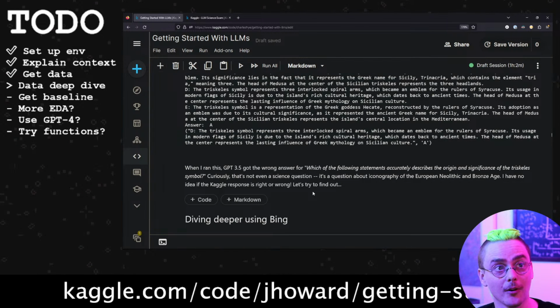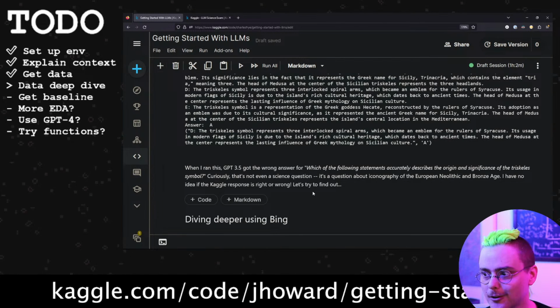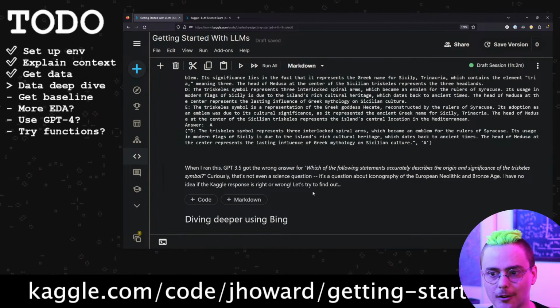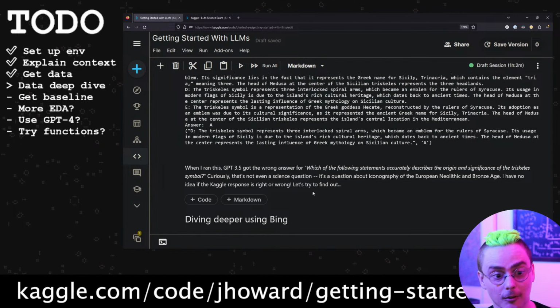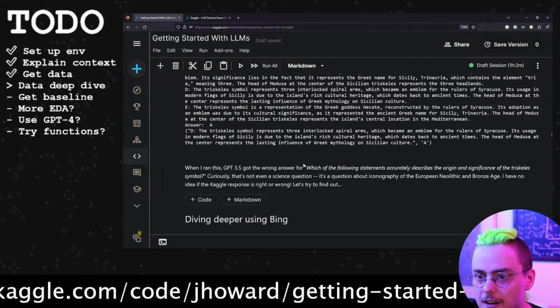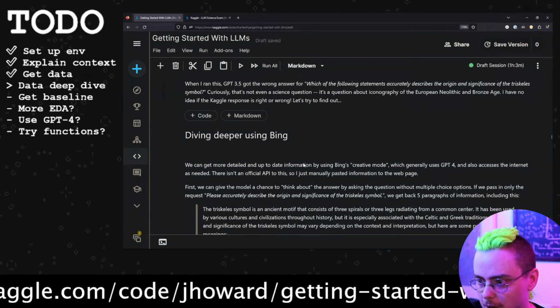And so at this point, Jeremy and I are in agreement. I have no idea whether the Kaggle response is right or wrong. I don't know whether the problem here is in my model or the problem here is in my data. Because we know that the data comes from Wikipedia, we can actually check it on Wikipedia.